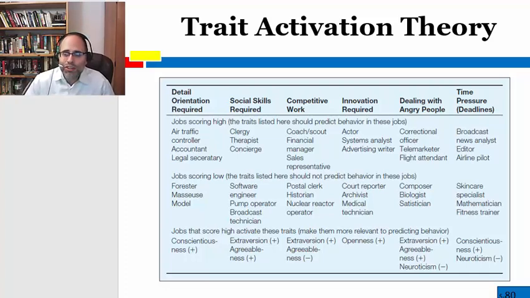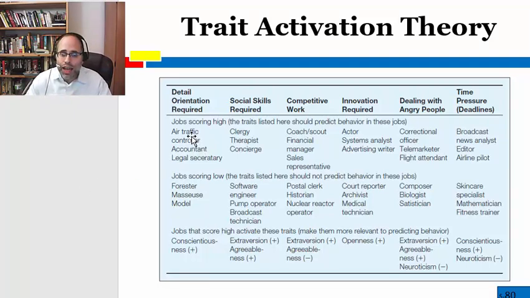Here's an interesting little chart on the trait activation theory. These are, of course, a bunch of different professions that you see over here, and these professions draw on these personality traits. A person could have some excellent personality traits and some weak personality traits. Getting a job that focuses on those strong ones will obviously help the person in the long run.